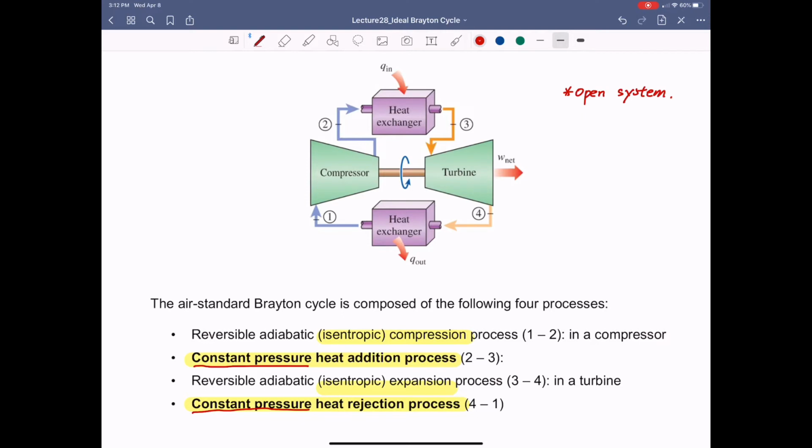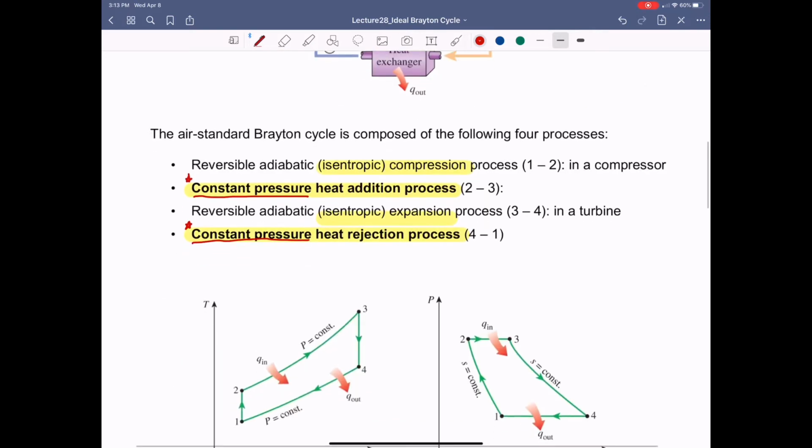Now, because we are talking about very ideal conditions for an open system, when we have certain flow inside the component, we basically assume that there should be no pressure decrease due to friction. So that's why we can assume that even inside the heat transfer, heat addition and heat rejection processes in both heat exchangers, those are under constant pressure flowing conditions. So that is why we consider those heat addition and heat rejection processes to be constant pressure processes. And that is the biggest difference.